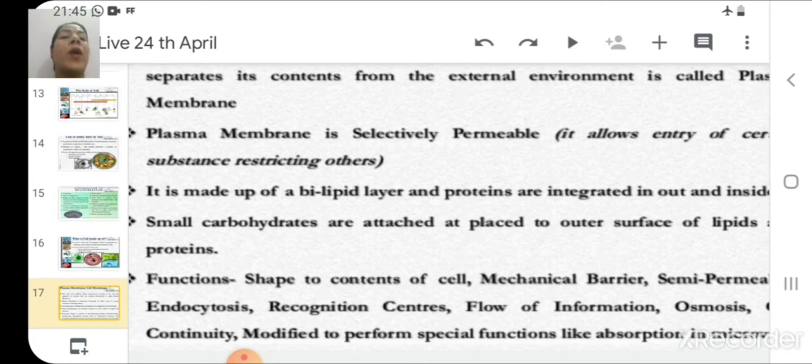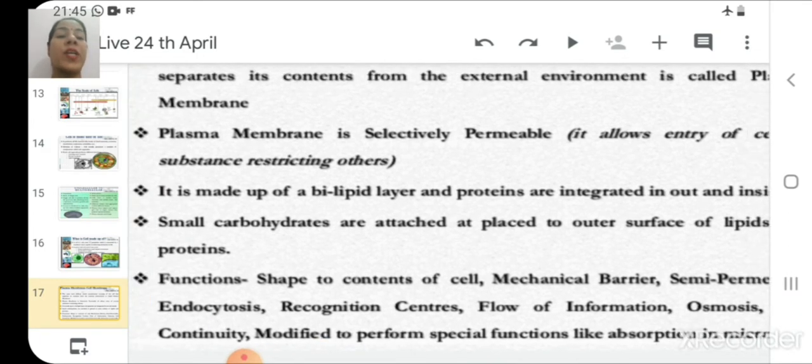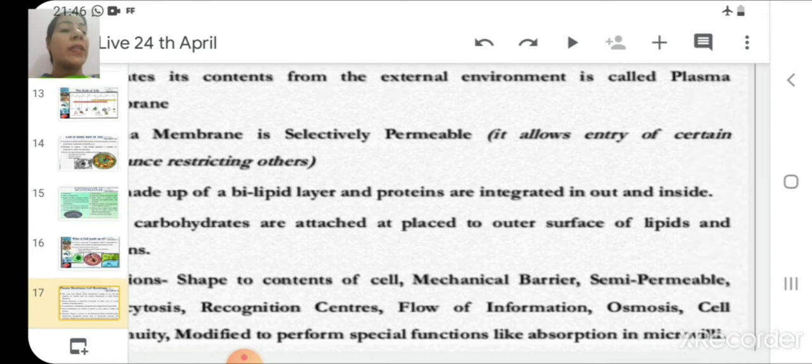Small carbohydrates are attached and placed on the outer surface of lipids and proteins, and their function is to provide shape to the contents of the cell. It also protects the internal environment of the cell, meaning it protects the cell organelles. It provides a particular shape to the cell. It acts as a mechanical barrier in a cell.